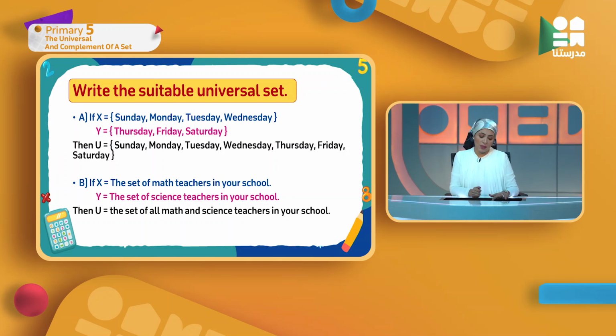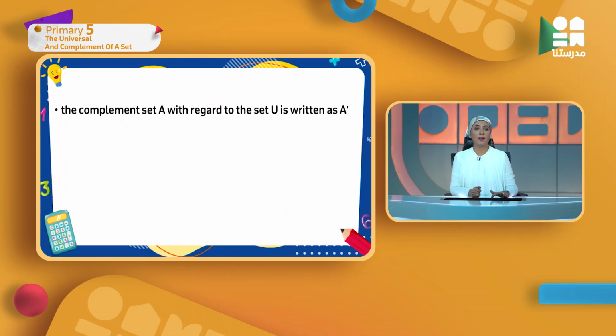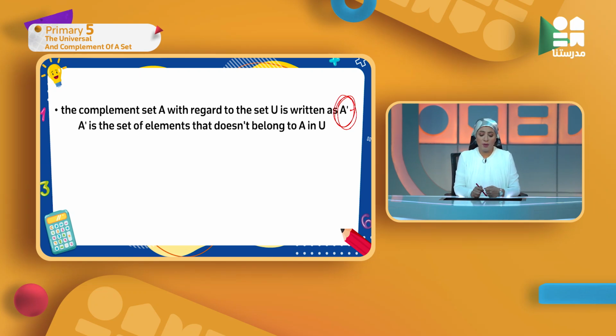Now let's move to another expression which is called the complement set. What is the complement set? The complement of set A with regard to the set U is written as A complement. The dash that you see here is the complement. A complement. Okay? Then A complement is the set of elements that do not belong to A in U.